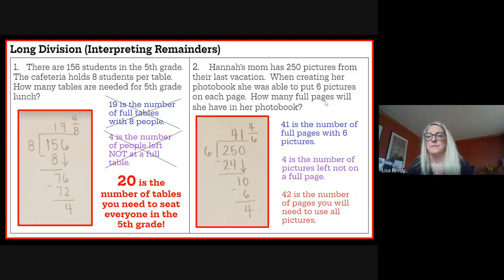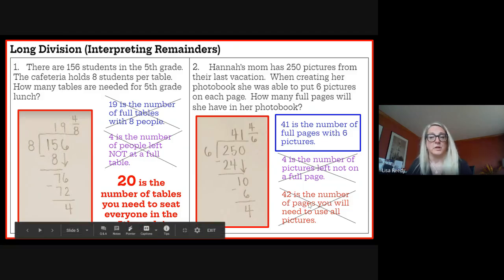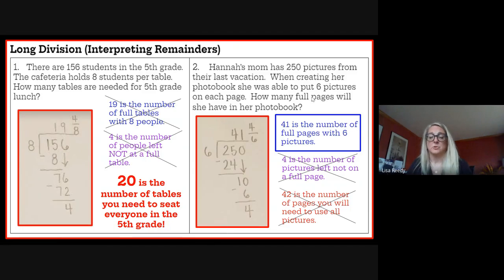Well, the question says, how many full pages will she have in her photo book? It's not asking how many pages she used or how many are left. It's asking how many full pages. So when you look at this, 41 is the number of full pages with 6 pictures. They don't want to know that there's 4 on the last page. They don't want to know that there's 42 total pages. This question was looking for how many full pages there were.